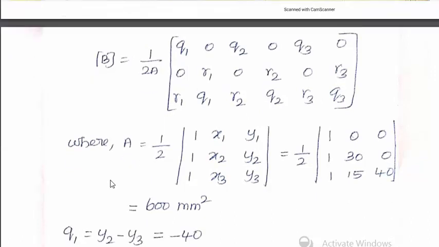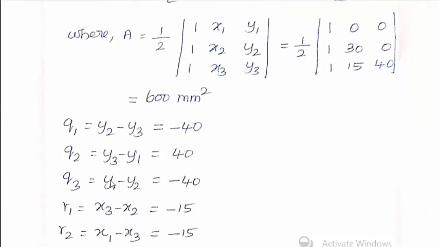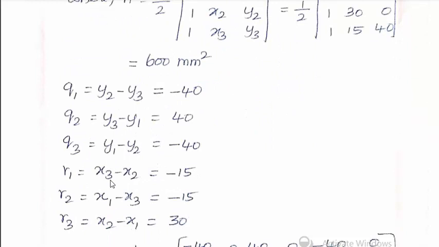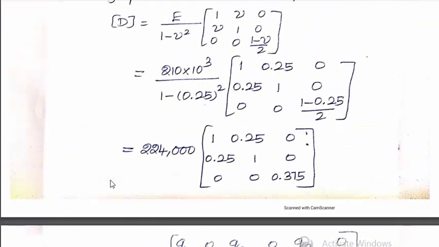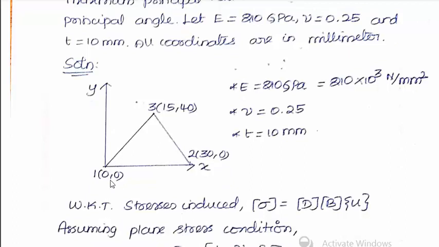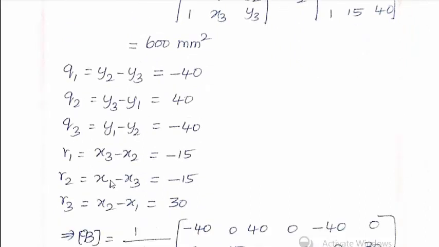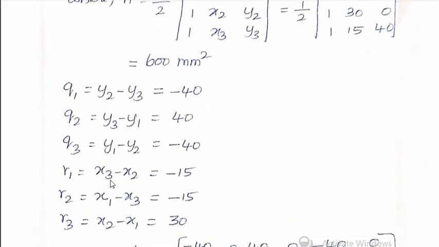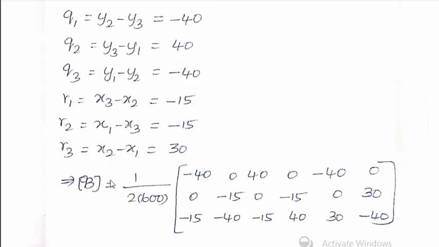The Q1, Q2, Q3 and R1, R2, R3 formulae are well known. Just by substituting the respective coordinate positions, we can calculate these values. In the second nodal position, the Y component is 0 and in the third nodal position, the Y component is 40. So Y2 minus Y3 is 0 minus 40, that is minus 40. Likewise, we can calculate all the values and substitute here to express the B matrix.